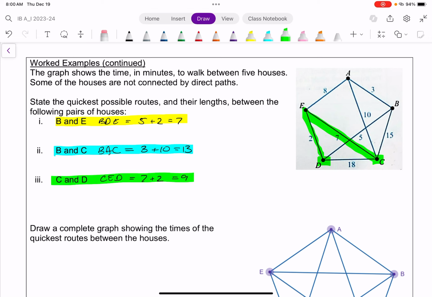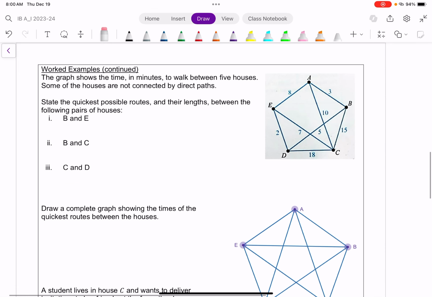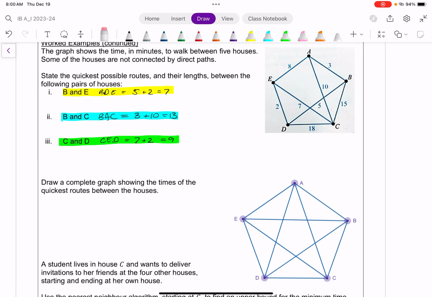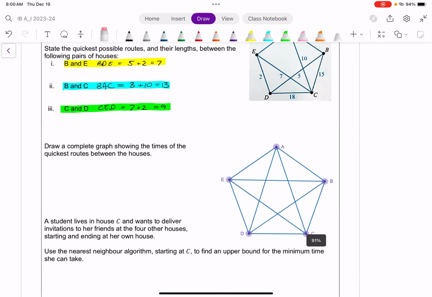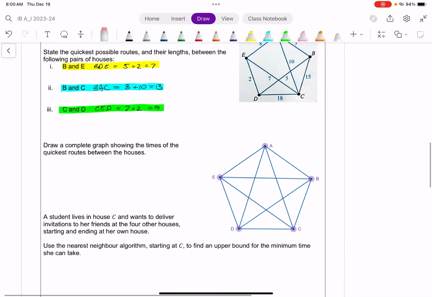All right, with that said, let me erase some of those there. Next, I want to complete the graph showing just the shortest distances. So a lot of this we've already done. For example, if I just look at what I've already written, B to E is 7, so I'm going to draw that in here with a 7. B to C is 13, so I'm going to draw that on here, right here with a 13. And C to D is 9, so I'll draw that here with a 9. And just continue for all the rest.